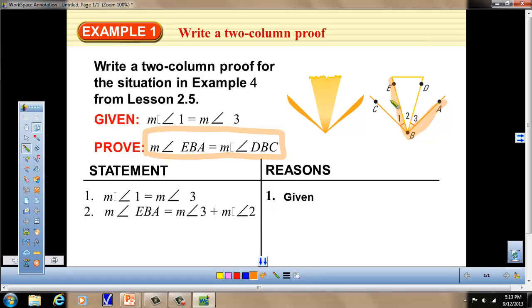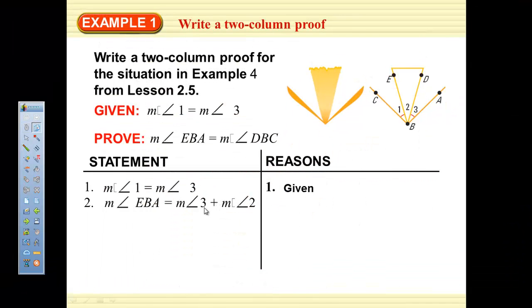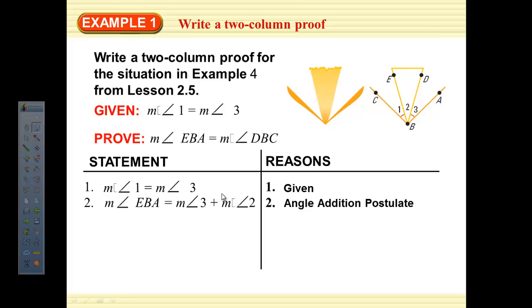And the reason for this, because we have two small angles equaling a big angle, our reason for this would be angle addition postulate, which was a postulate we learned in the last chapter. You're going to have to know those.